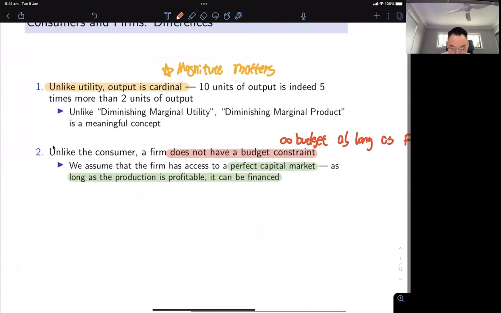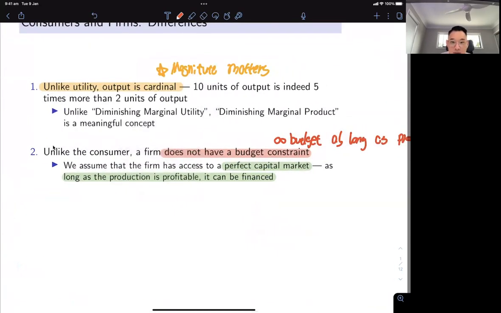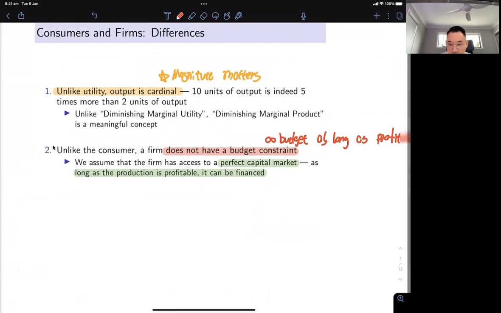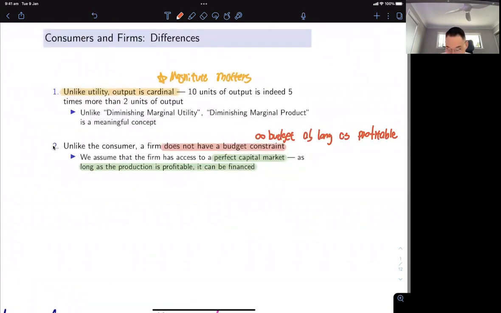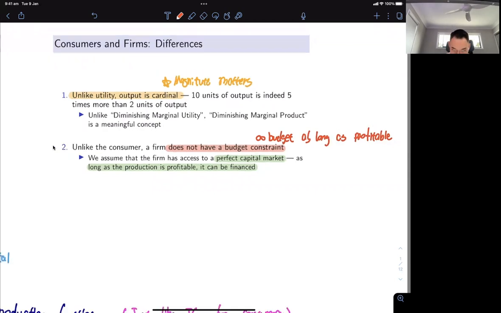Unlike utility, output is cardinal, which means magnitude matters. Also, unlike a consumer, a firm does not have a budget constraint. They have an infinite budget as long as they're profitable. Why is that? Think about this: as long as you can make money, the banks or investors are willing to lend money to you. So we consider firms to have an infinite budget, as long as they're profitable.